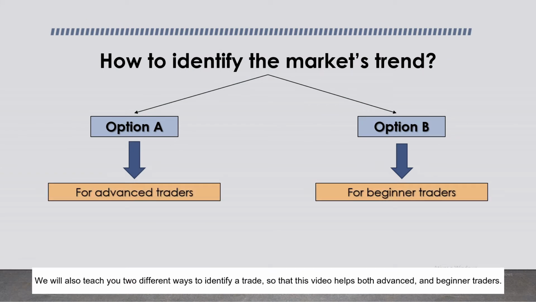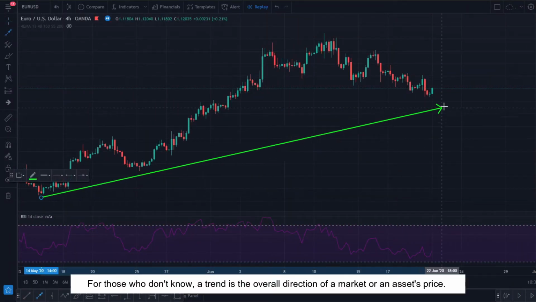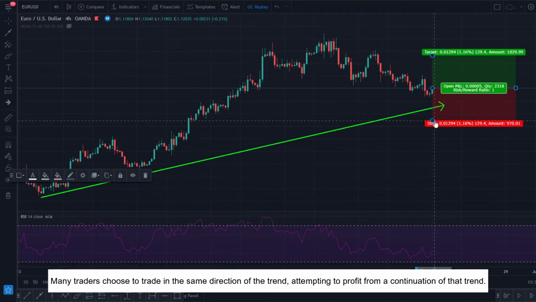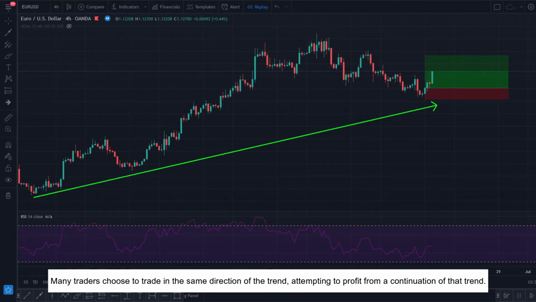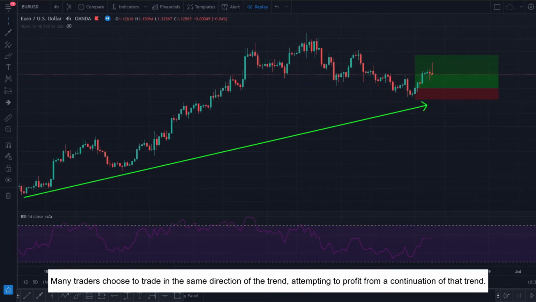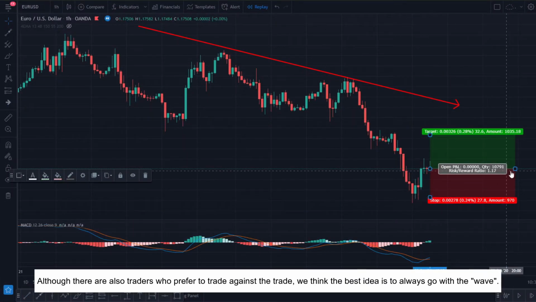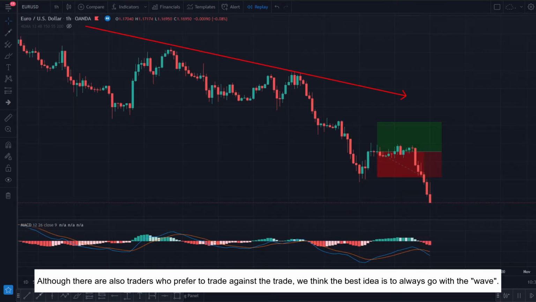advanced and beginner traders. For those who don't know, a trend is the overall direction of a market or an asset's price. Many traders choose to trade in the same direction of the trend, attempting to profit from a continuation of that trend. Although there are also traders who prefer to trade against the trend, we think the best idea is to always go with the wave.